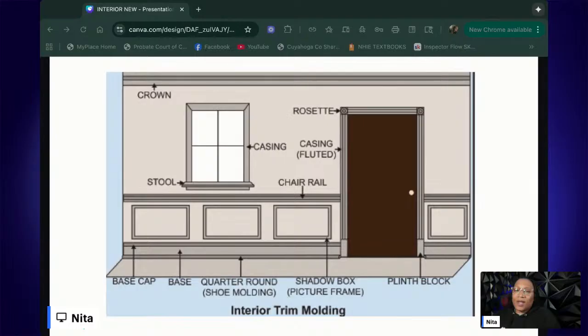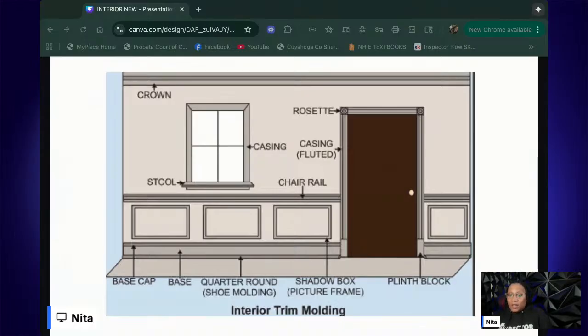Next, we have interior trim. Just the same way as we have exterior trim, we have interior trim. What is the job of trim? What does it do on the outside? Aesthetic, cosmetic, and what else? It protects where the wall covering meets the floor or the ceiling. That's correct. So that's what it does on the inside.